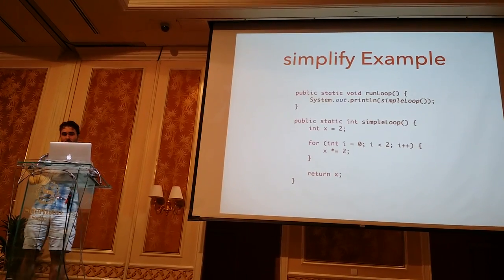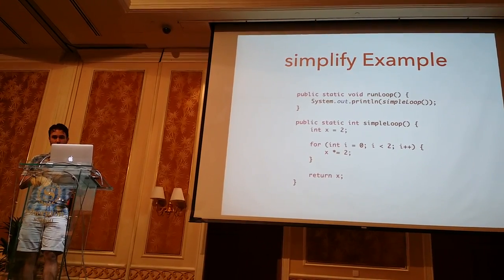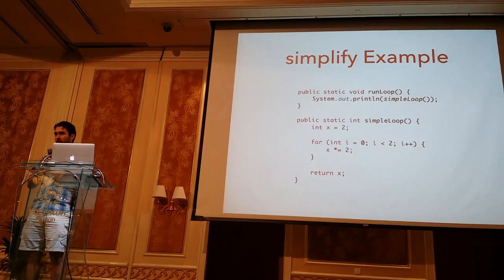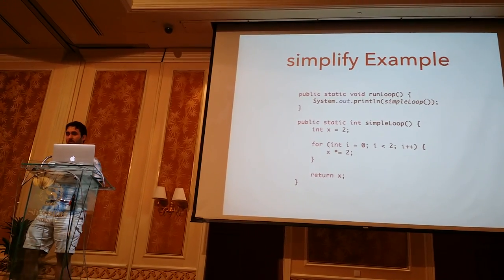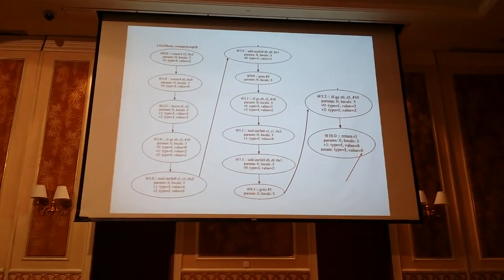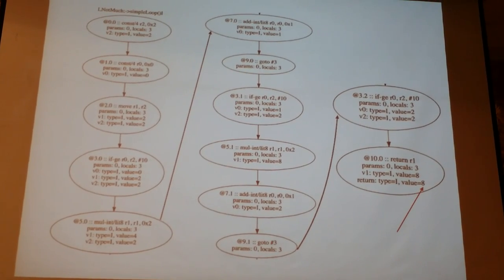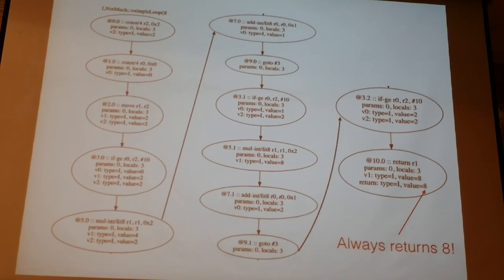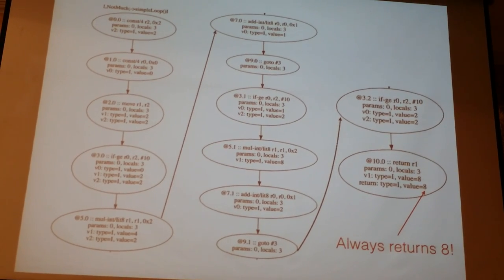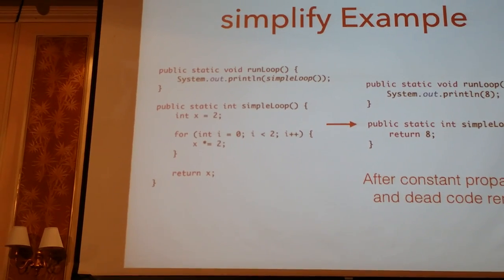So a quick example, this is a very simple method. You have run loop, which prints out the result of simple loop. And you have simple loop, which assigns a variable, assigns 2 to x, and then multiplies by 2 twice, so you get 4 and then 8, and then it returns 8. And then the graph for this looks like this. We don't have to go through the whole thing here, but the important part is the last value there is 8. So it always returns 8. There's no ambiguity in the execution flow. So what you can do is constant propagation and dead code removal, and you end up translating that to a literal.